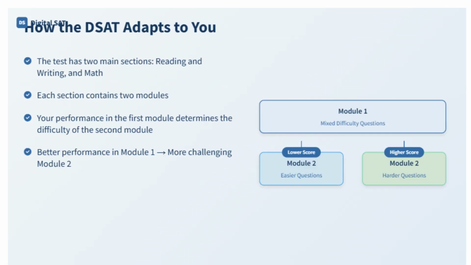One of the most important things to know about the DSAT is that it's an adaptive test. The test has two main sections, reading and writing, and math. Each of these sections is divided into two modules. Your performance in the first module of each section directly determines the difficulty of the questions you'll get in the second module. If you perform better in Module 1, you'll be given a more challenging Module 2. Conversely, a lower score on Module 1 means you'll see easier questions in Module 2.